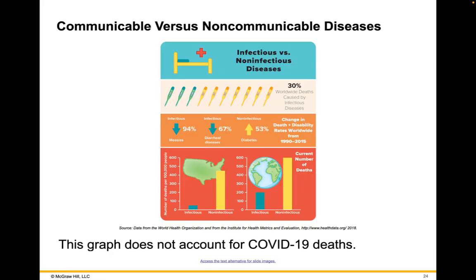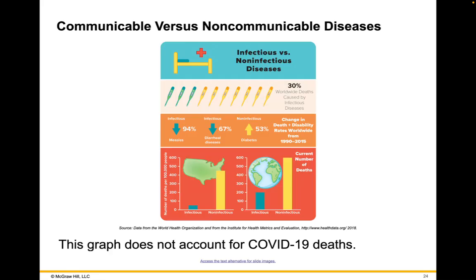So here's a poster or a visual on communicable versus non-communicable diseases, infectious or non-infectious. What a great graphic. 30% of worldwide deaths are caused by infectious disease. So this is the change in death and disability rates from 1990 to 2015. So measles went down by 94%, diarrheal diseases 67%, but diabetes has gone up, probably because of our diet. So of course that is non-infectious.